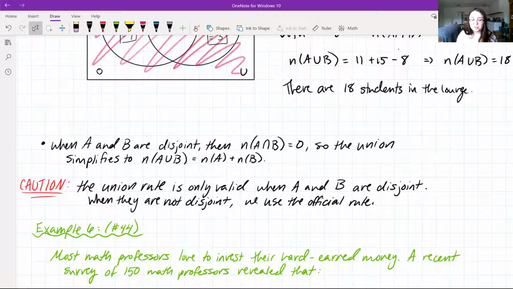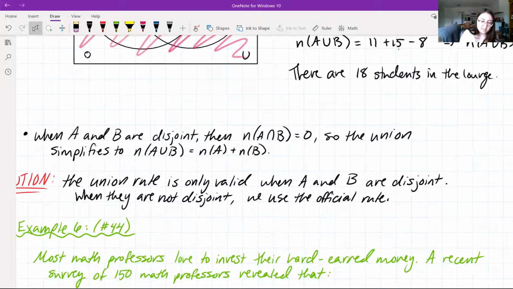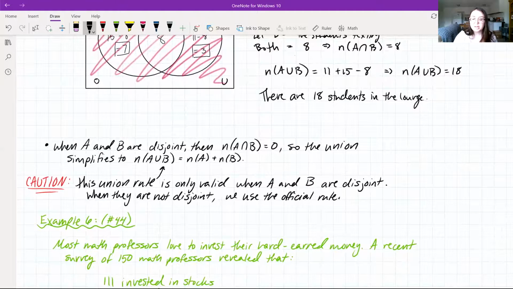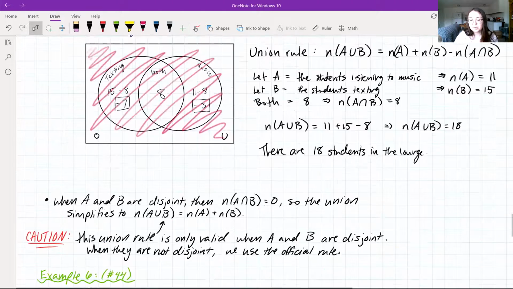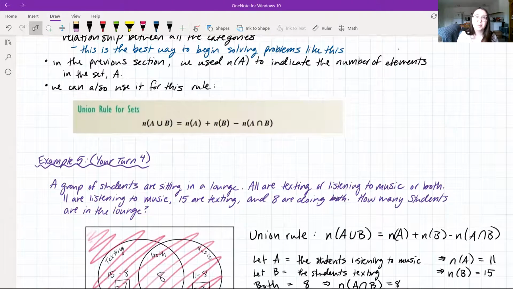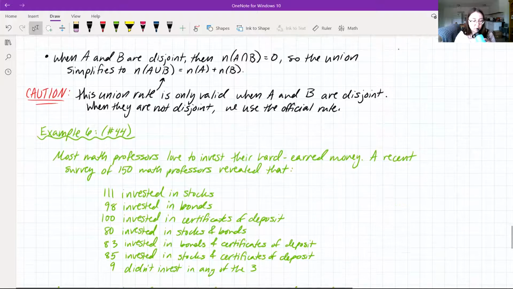And the union rule is only valid when A and B are disjoint. Or better to say, this union rule. And we're talking about this fact right here. So that's only valid when A and B are disjoint. When they're not disjoint, we use the official rule, which is what we got from the book here. So when they are disjoint, that fact is valid. When they're not, we use the official. All right.